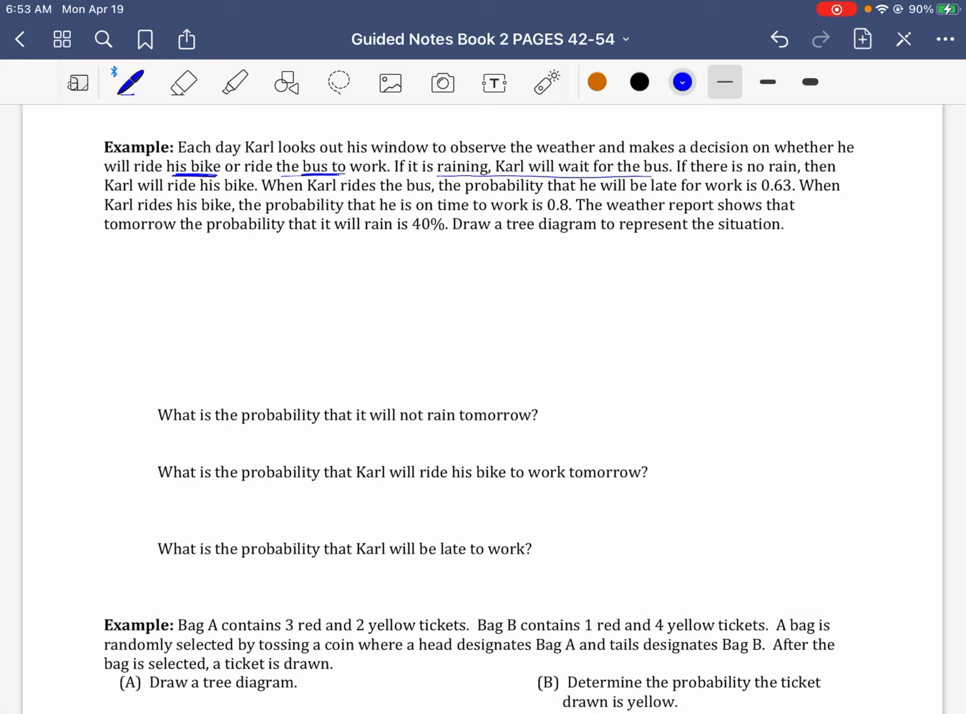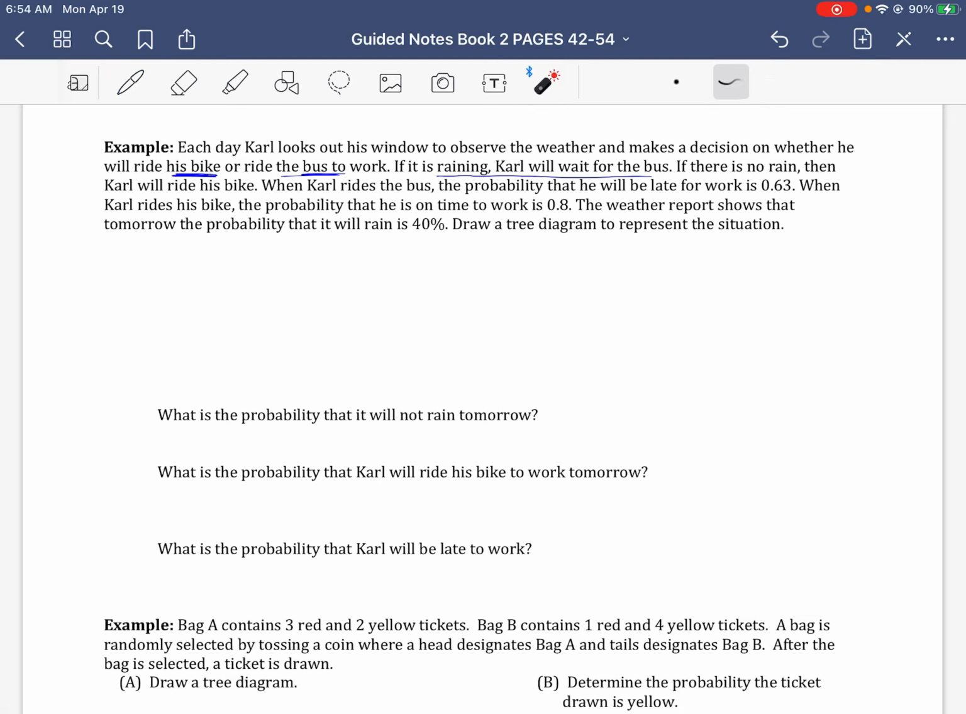When Carl rides the bus, the probability he'll be late for work is 0.63. When Carl rides his bike, the probability he's on time to work is 0.8. The weather report shows that tomorrow the probability it will rain is 40%. Draw a tree diagram to represent the situation.